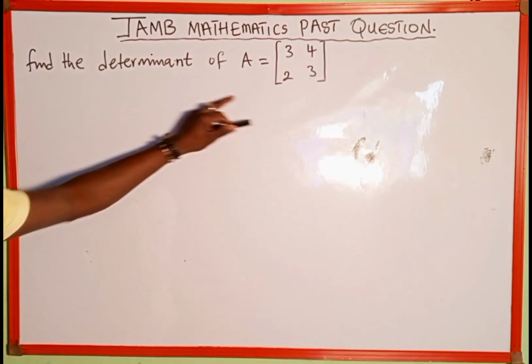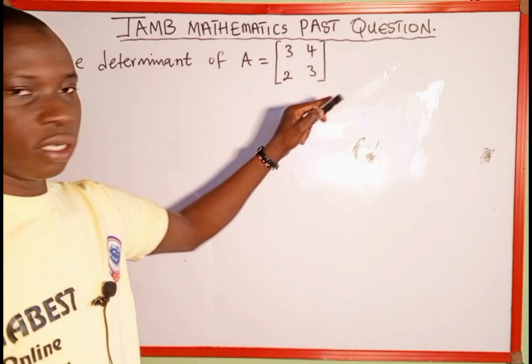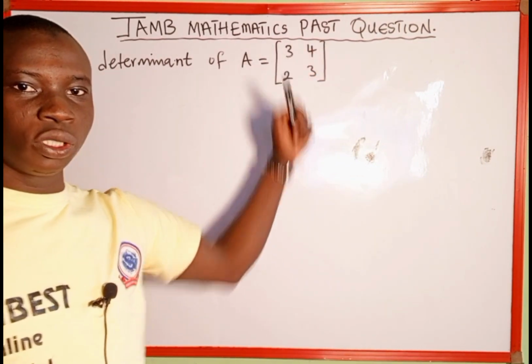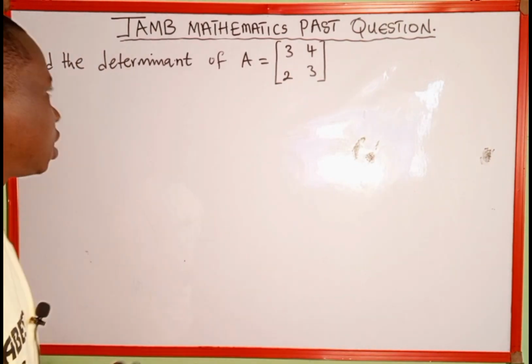To find the determinant of this matrix, matrix A, which is given as 3, 4, 2, 3. This is a 2 by 2 matrix, 2 rows, 2 columns. So this question is just a bonus question in JAMB examination.